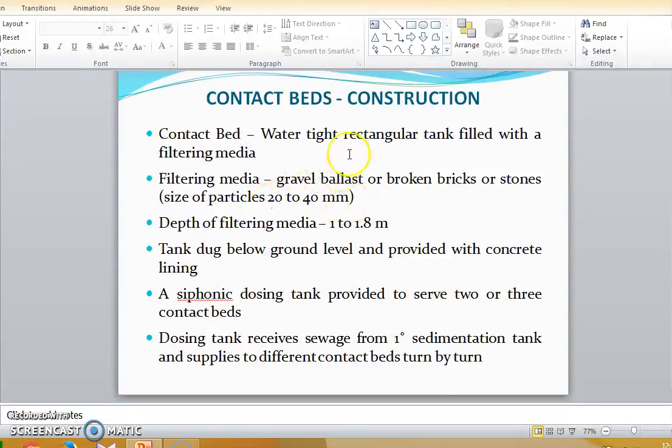So moving on to the construction details, here also there is a watertight rectangular tank which is filled with filter media. The filter media may be gravel, ballast or broken bricks or stones. Usually 1 to 1.8 meter depth is provided. The tank is dug below ground level and is provided with concrete lining. And there is a siphonic dosing tank to serve 2 or 3 contact beds at the same time. And the dosing tank will be receiving sewage from primary sedimentation tank, and this will be supplying to different contact beds turn by turn.